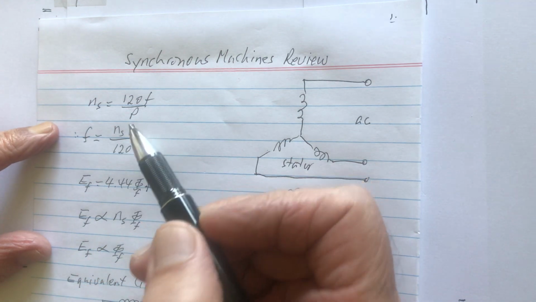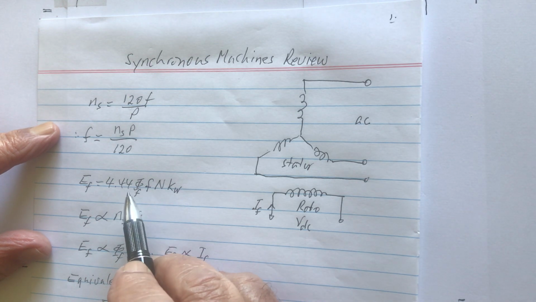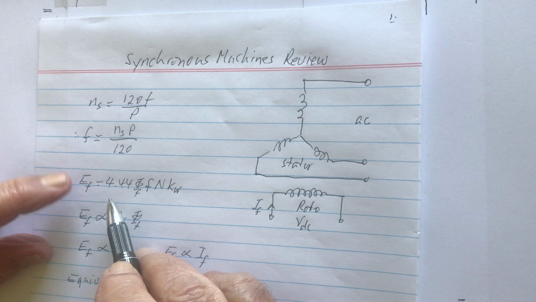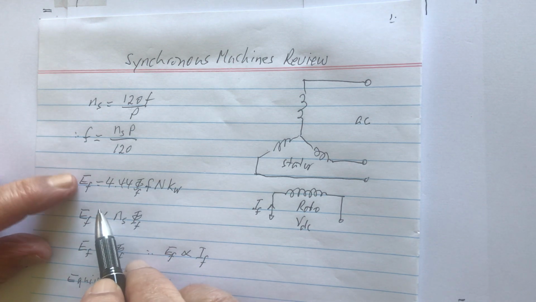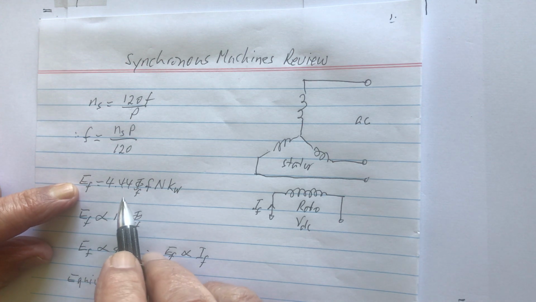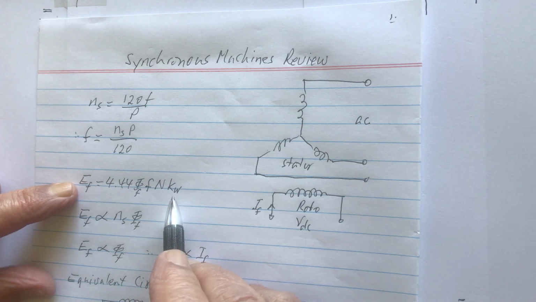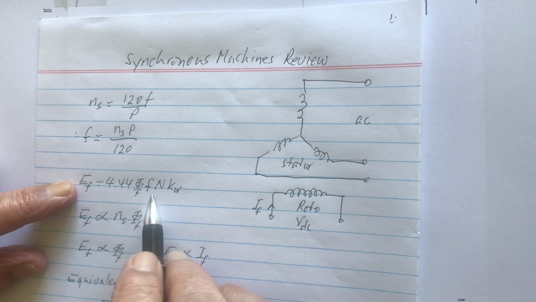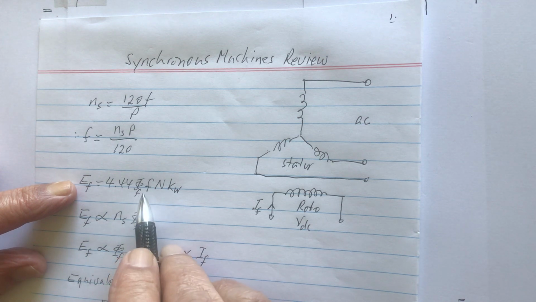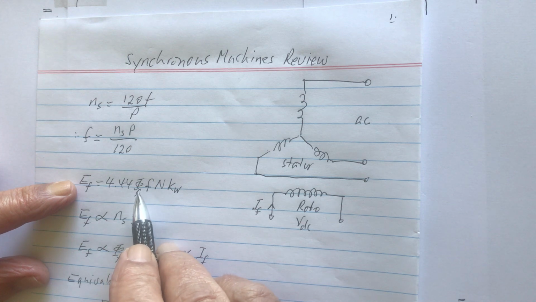As you know from the transformer and induction motor equations, the EMF that we call the excitation voltage is EF = 4.44 F N kW phi F. kW is the winding factor, N is the number of turns per phase, F is the frequency, and phi F is the flux.